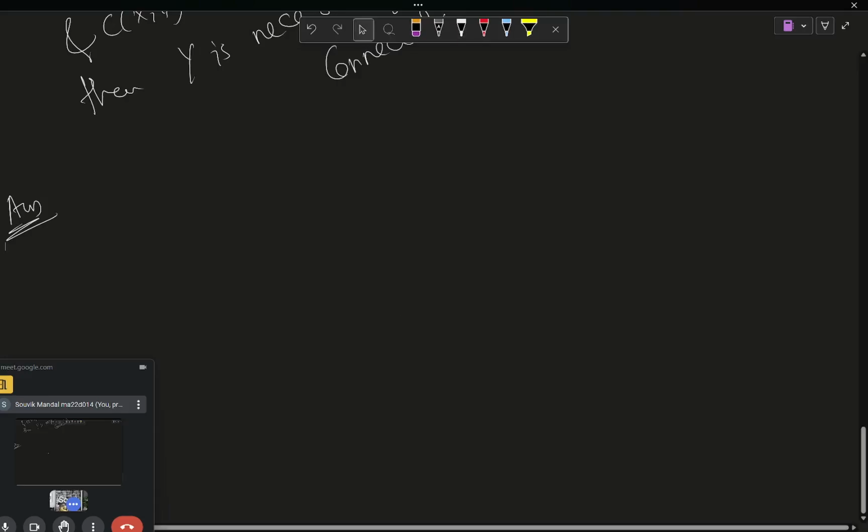So what to do? Look, it is given that C(X,Y) is connected. Now check whether Y is connected or not. One possible way to do this is the following. Namely, from C(X,Y) to Y we can give a map which is continuous. Then we are done, right? So further, what to do?